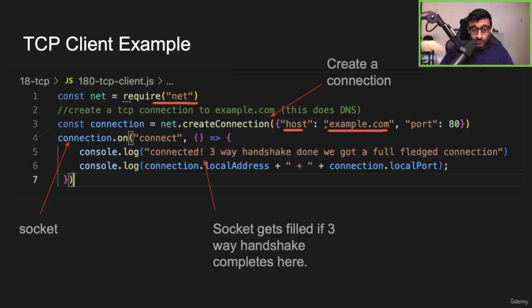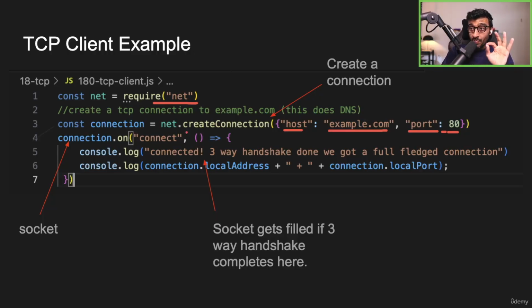Of course we need an IP. This string means nothing to us. We need an IP. So DNS kicks in behind the scenes and does a DNS lookup to get us an IP, right? And then we send the port, and we give it port 80 in this case.